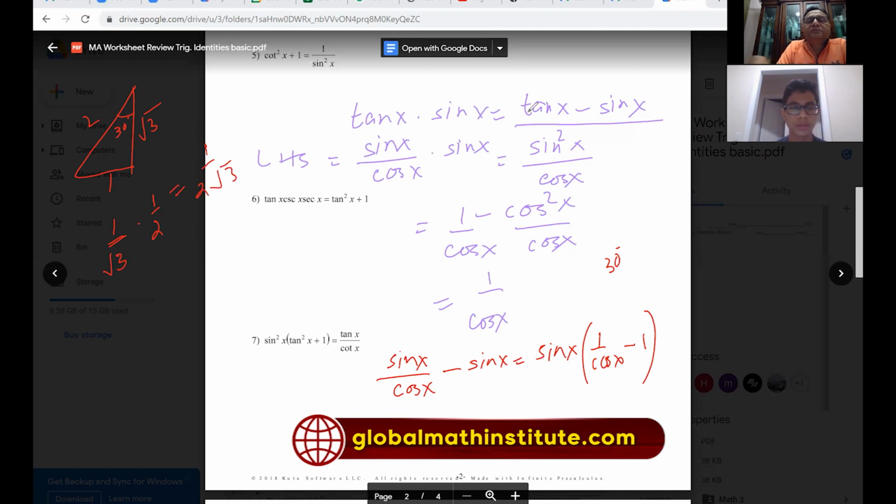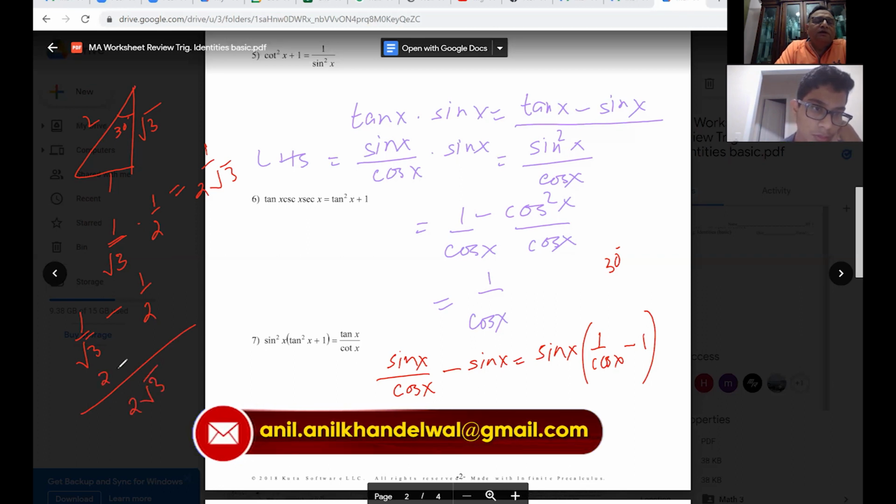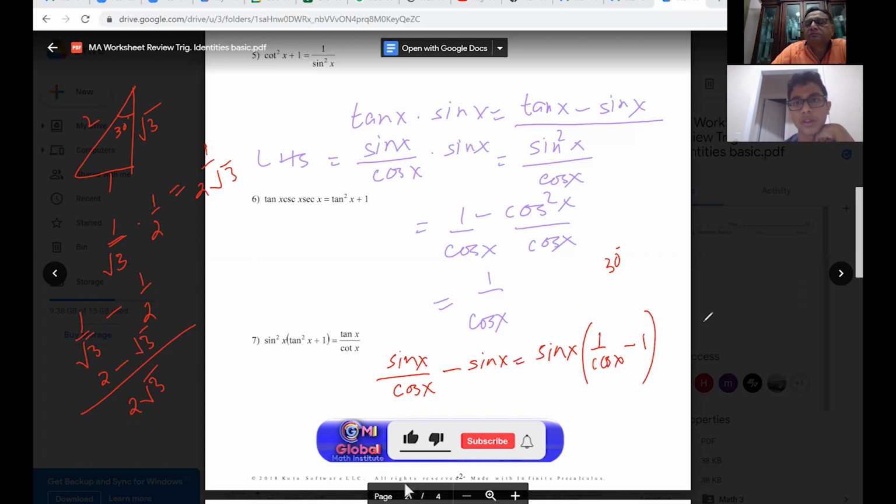If I do tan x minus sine x, which is 1 over square root 3 minus half, what do I get? I get 2 minus square root 3 over 2 square root 3. Do you see that? They are not the same. So therefore, this is not an identity.